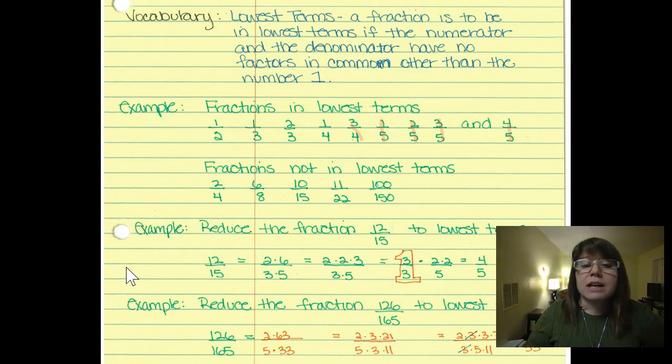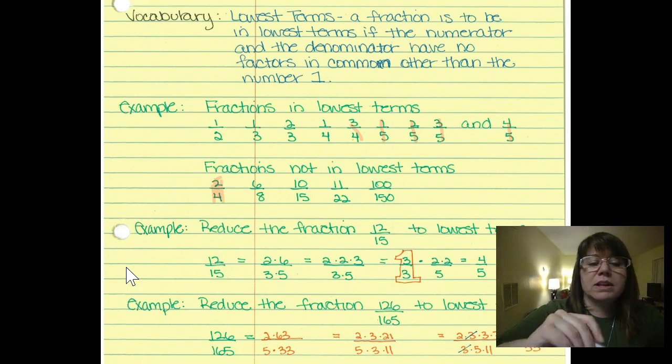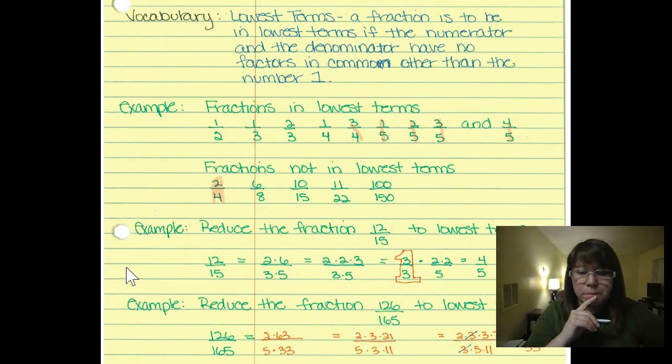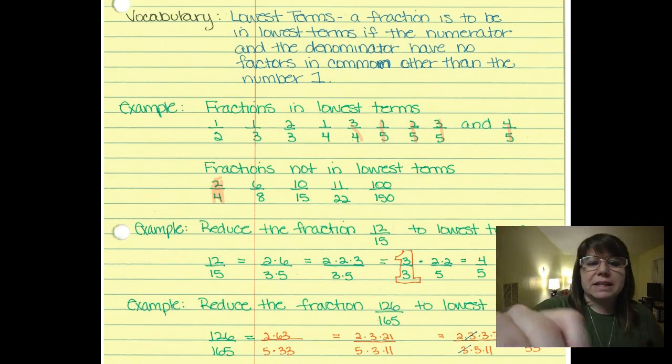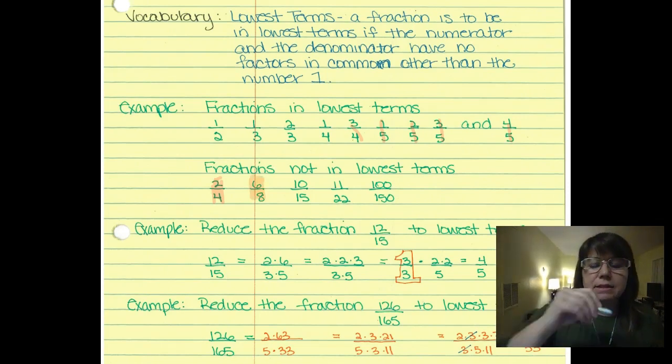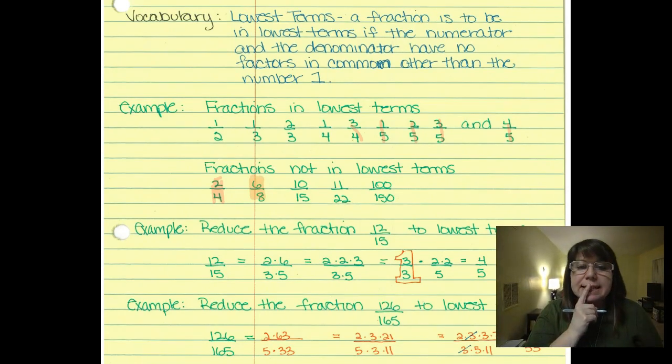Fractions that are not in lowest terms would be 2/4. Now, why would 2/4 not be? Well, 2 can be written as 2 times 1, and 4 can be written as 2 times 2, so they both have a 2 in common. Now let's think of 6/8. Well, they're both even numbers, so they at least share a 2 in common, so they're not in lowest terms.